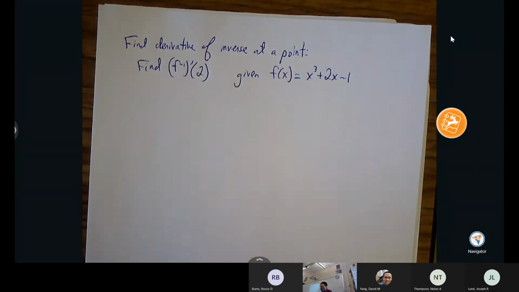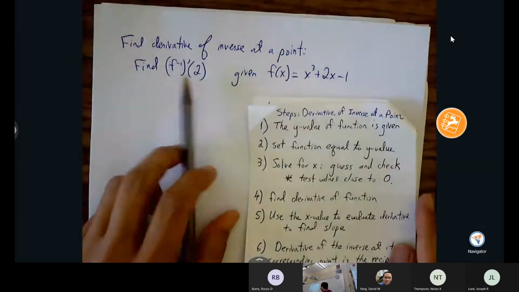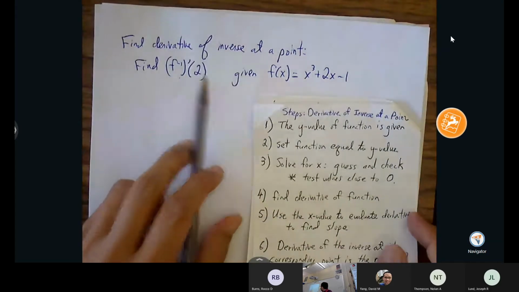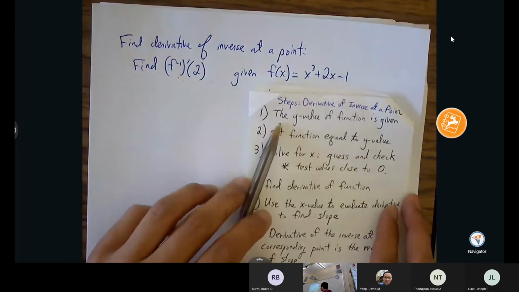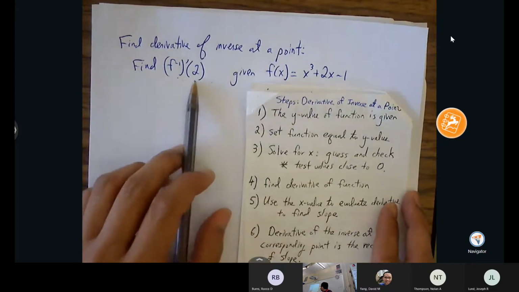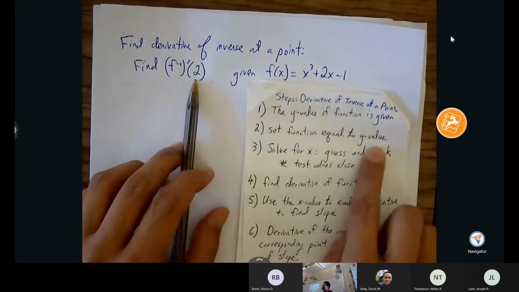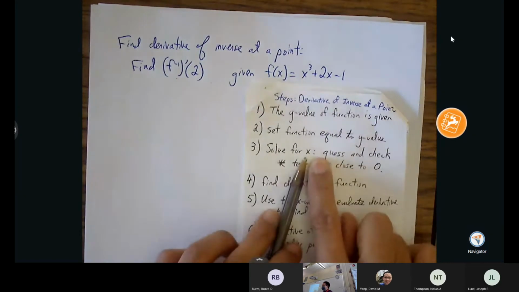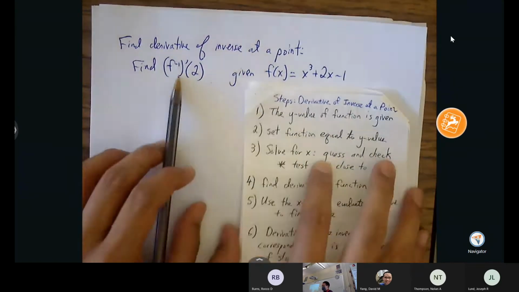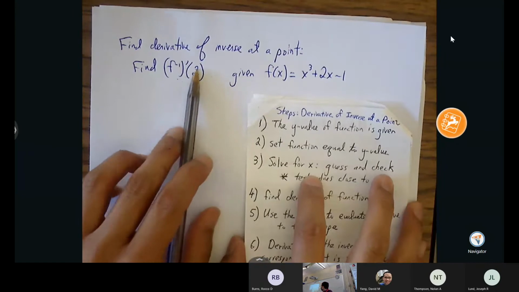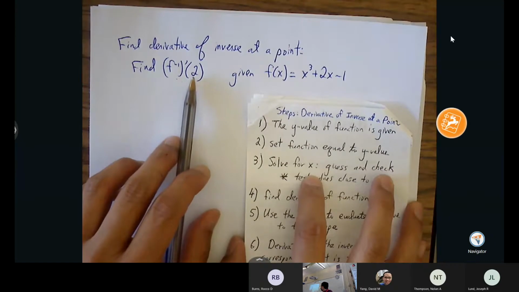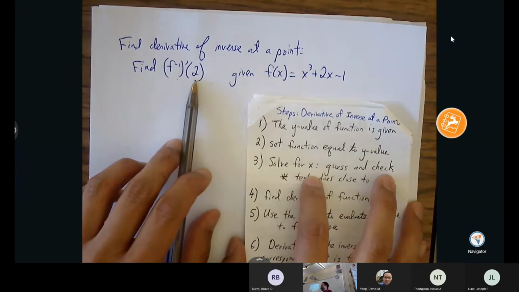Okay, so let me highlight the steps and then have you guys try it. If I want to find the derivative of the inverse at a point, I have to recognize that the first step is that the number given to you is not the x value, it's the y value. So the first thing you want to do is find the x value. Wait, what? You see this number right here? This is not the x value, that's the y value.